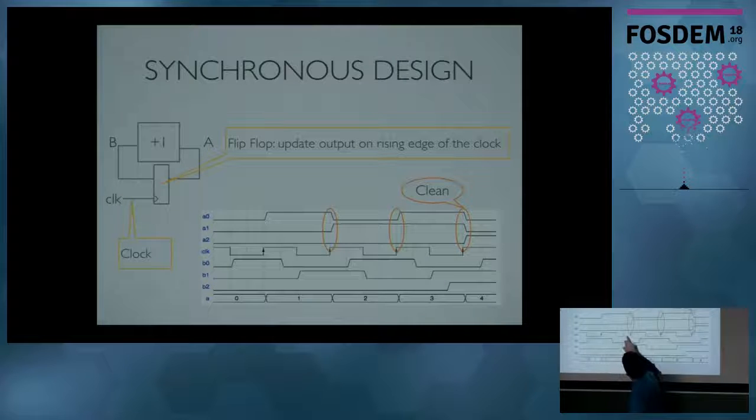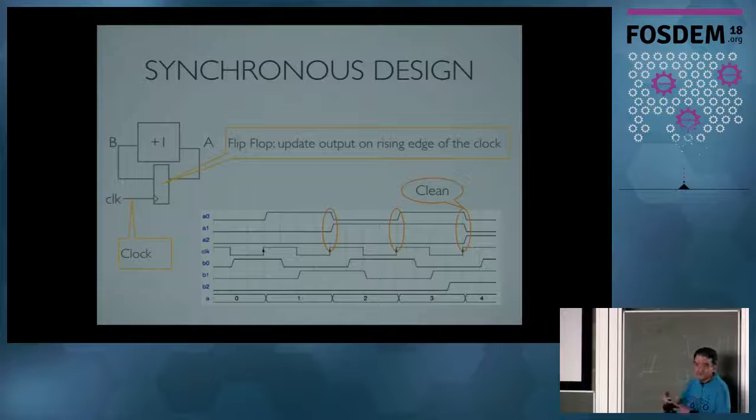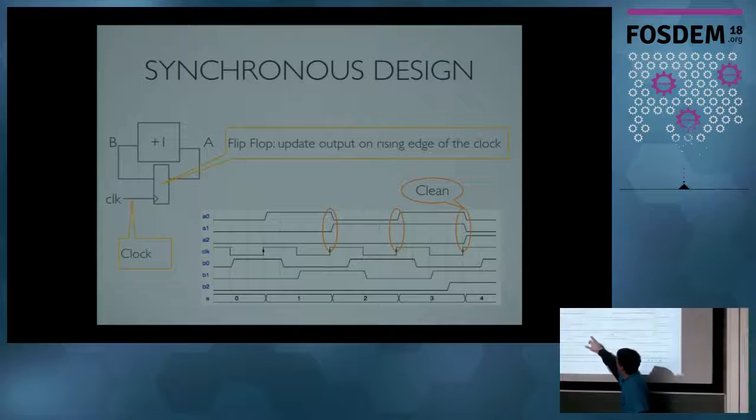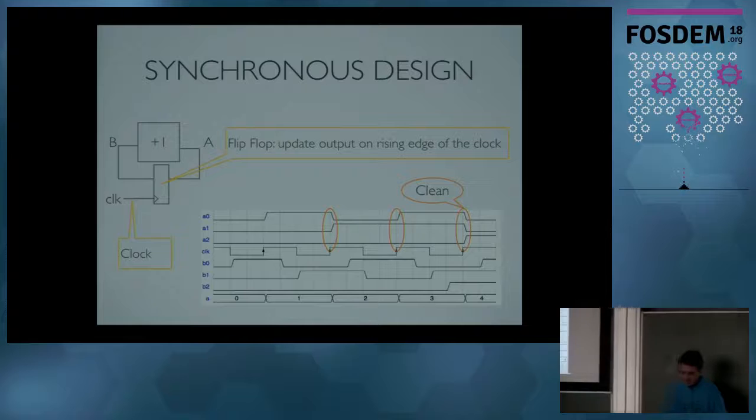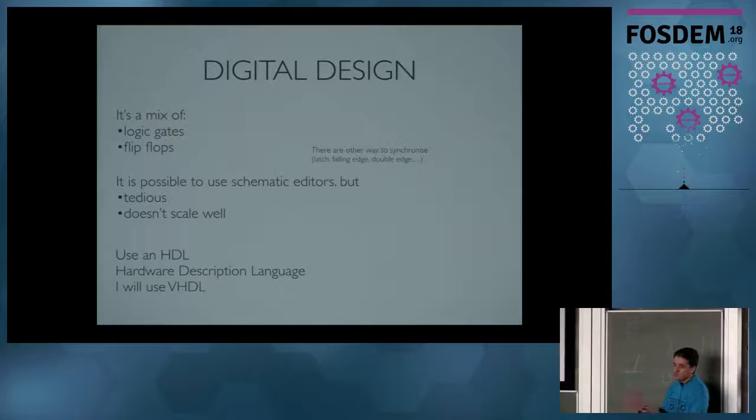So during this period, the output of the flip-flop will be stable, so the computation part could be able to do the computation, and the output of the computation should be ready for the next cycle, just before the next cycle. So at the end, I would say digital design is a mix of computation, logic gates, and memorization elements, flip-flops. That's, I would say, the basic notion of how to do digital design, at least the theoretical part.